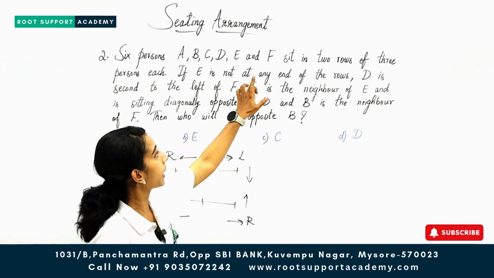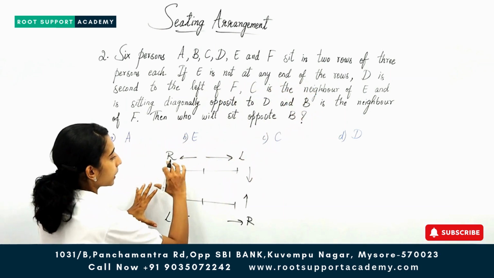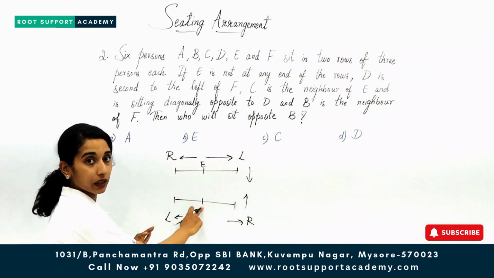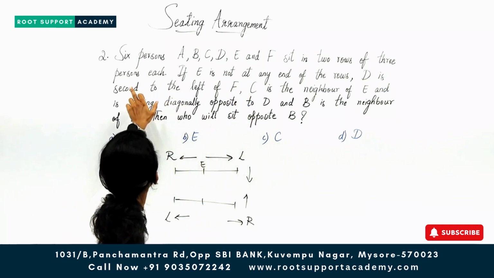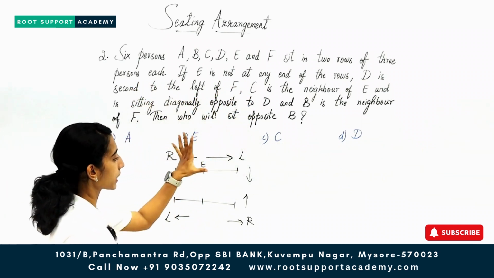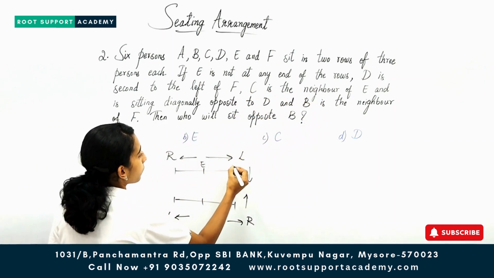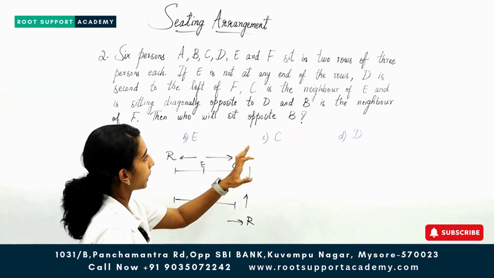E is not at any end of the row, they've given. So, E can be here or E can be here. Possibility. Next, D is second to the left of F. We still don't know where F is. Next, C is the neighbor of E.